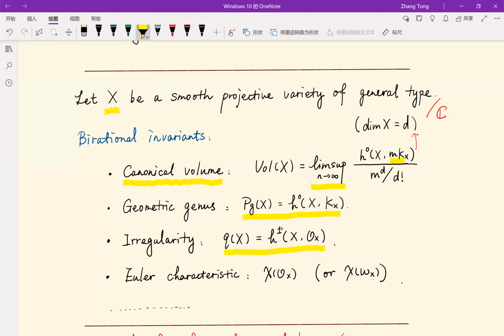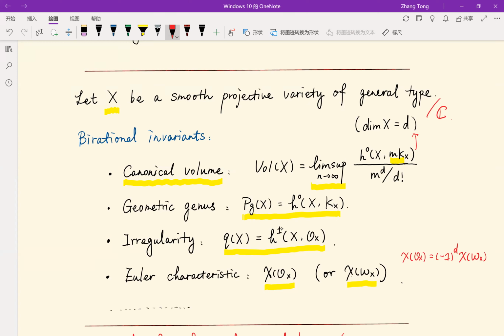Okay, and the fourth one is the Euler characteristic. And here I wrote 2 versions. The first is about the structure sheaf, and the second is about the dualizing sheaf. And as we all know, if the dimension is even, then those 2 numbers are the same. Otherwise, they differ by a minus sign. So the relation is roughly like chi of OX is (-1) to the power of d times chi of omega X.